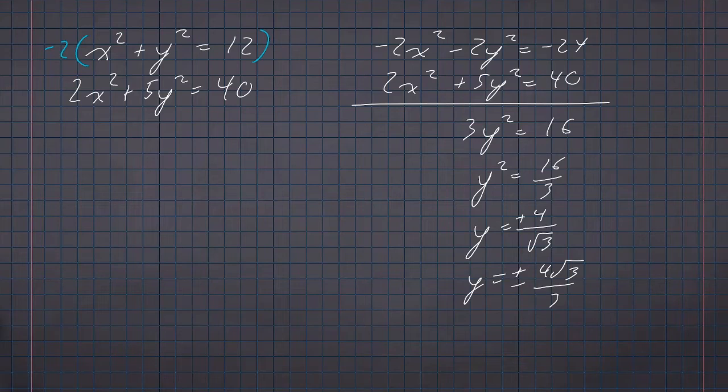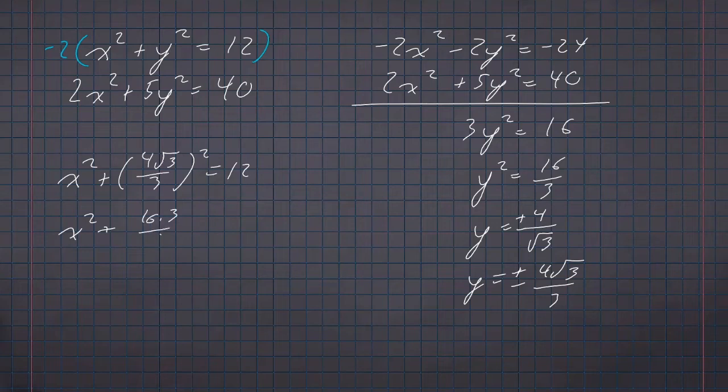Now that I have a value of y, in this case, actually, I have two values of y, the positive branch and the negative branch. I want to take each branch and plug it back into one of the equations we had to start with. The first one has a slightly easier coefficient, so that's the one I'm going to use. x squared plus 4 square root of 3 over 3 squared is equal to 12, which means that x squared plus 16 times 3 over 9 is equal to 12, or x squared plus 16 over 3 equals 12.